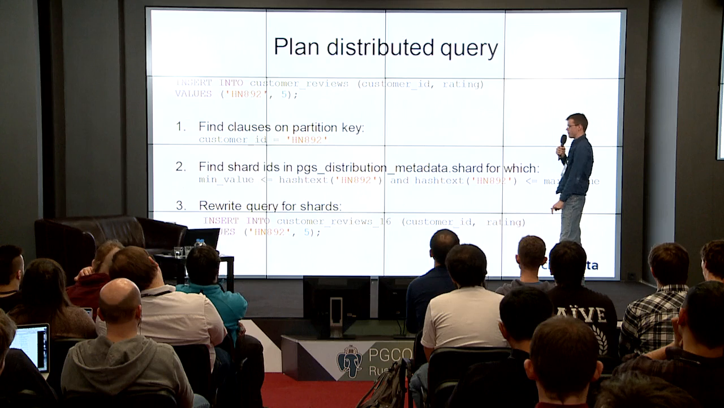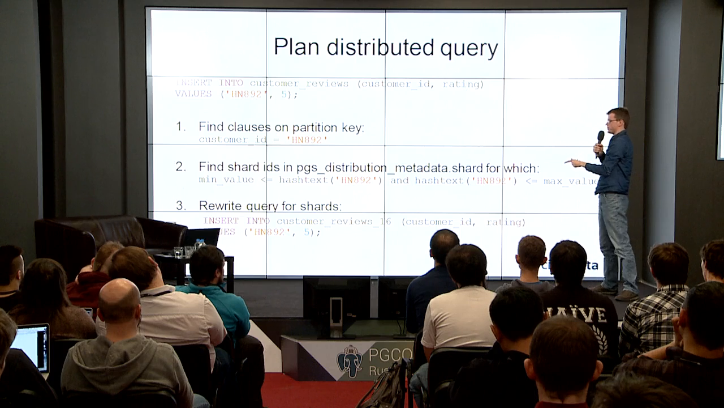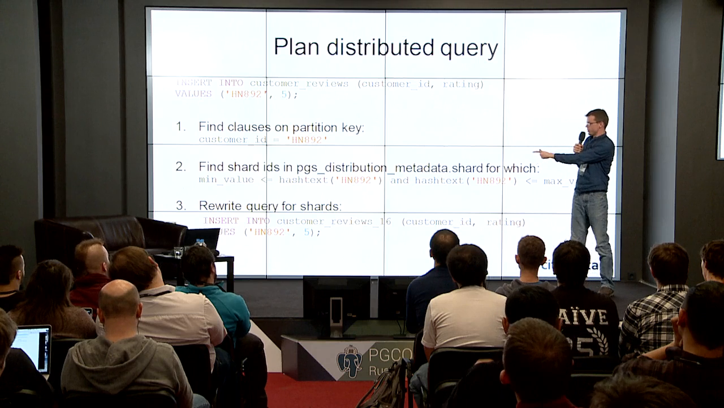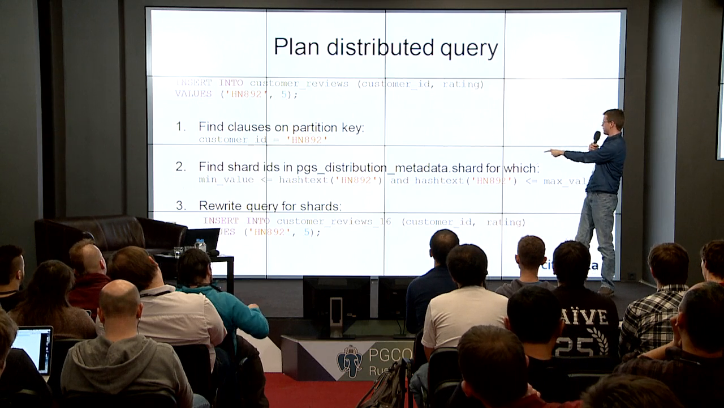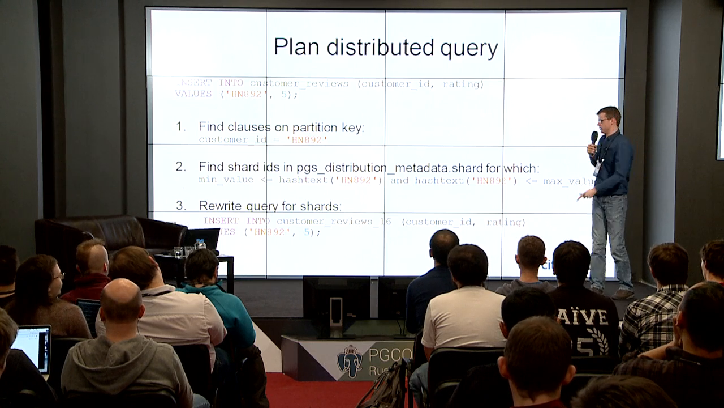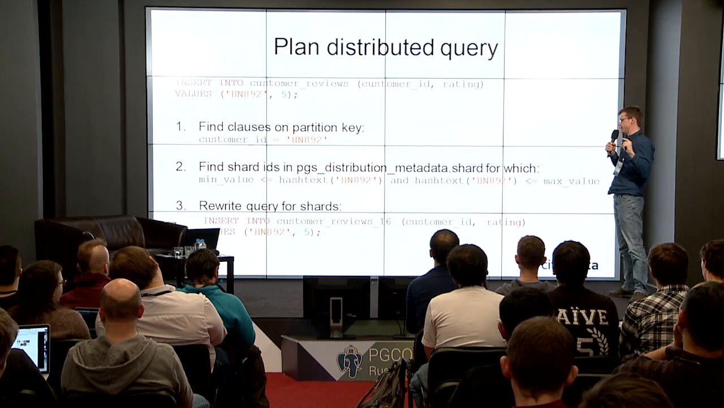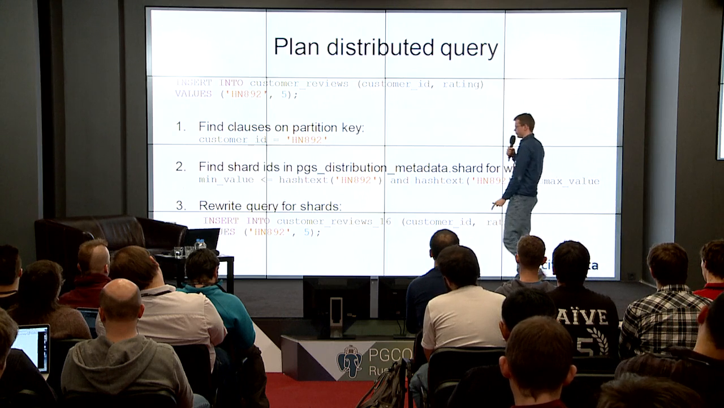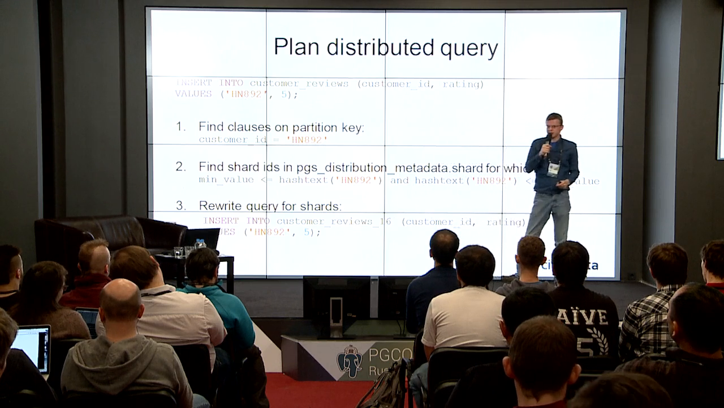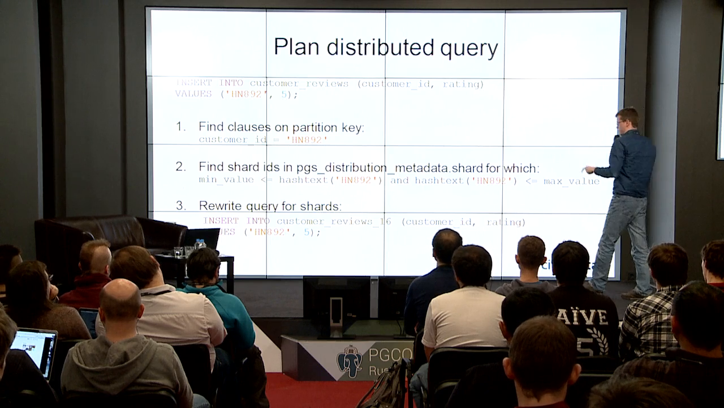And then the planner finds the shards where this partition key goes. It takes the hash of HN892 and finds the shard for which that value lies between the min and max value. That gives it a shard ID. This is just a query on the shard table, and the result is a shard number, a shard ID. What it then does is very simple. It takes the original query and rewrites it to include the shard ID at the end of the table name, because this is the name of the table on the worker where this row needs to go.